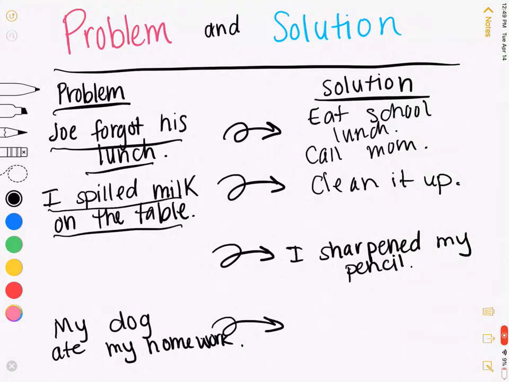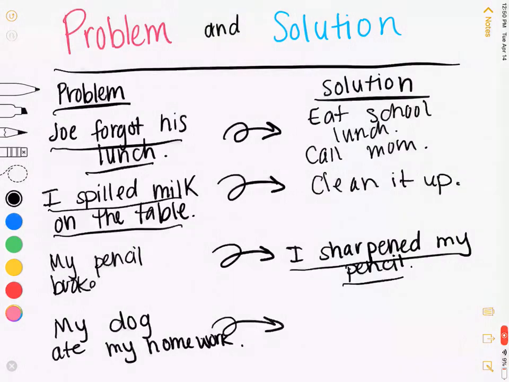All right, the next one, I have given you the solution. I sharpened my pencil, okay? Now I want you to think about what was my problem. So if I'm having to solve the problem by sharpening my pencil, what was the problem to begin with? Quickly discuss that. So hopefully you said either my pencil broke or maybe it was dull and it wasn't writing anymore, so I needed to sharpen it.